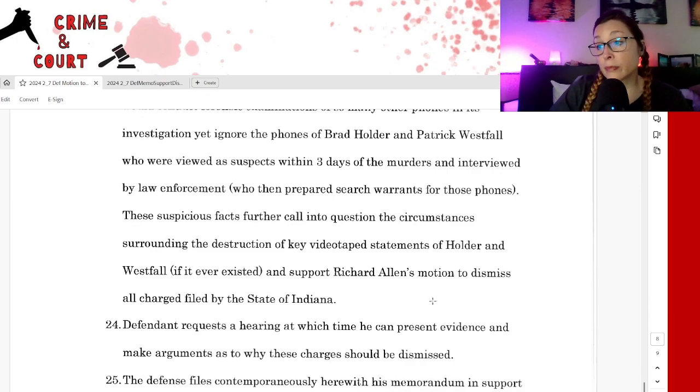These suspicious facts further call into question the circumstances surrounding the destruction of key videotape statements of Holder and Westfall, if they ever existed, and support Richard Allen's motion to dismiss all charges filed by the state of Indiana.